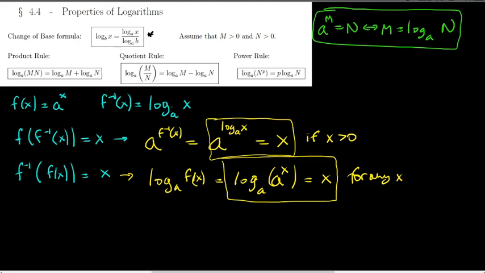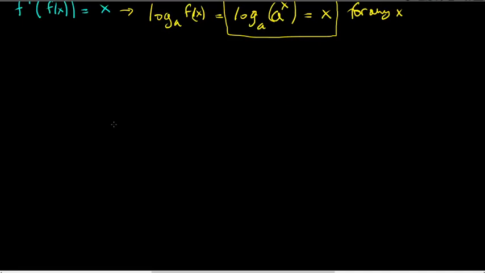Okay, so now we can talk about 3 more properties, and they go by the product rule, the quotient rule, and the power rule. I know that they're kind of small here, so I'm going to write them down again down here. So let's start with the product rule. This tells you what to do when you take the logarithm, any base, of a product, m times n.